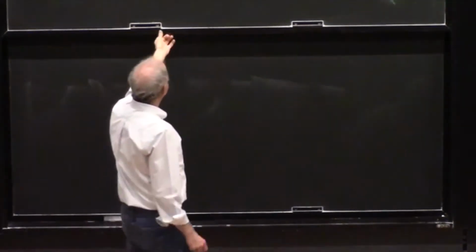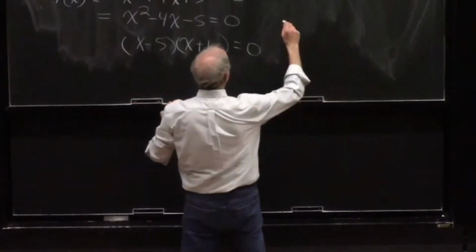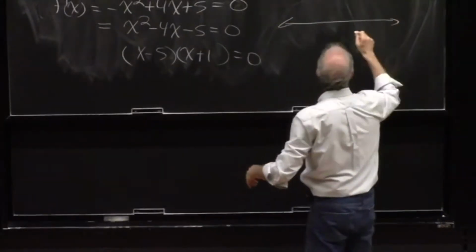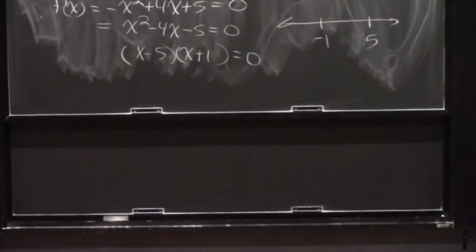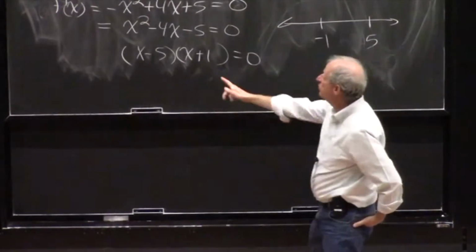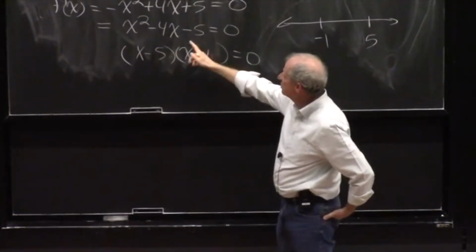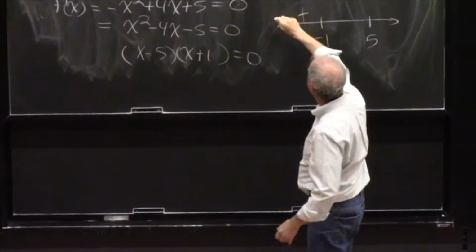So what would a test question say? It would say find the critical values, classify them as a maximum or a minimum, sketch. Okay? So go to the number line and put on the zeros. So pick a number less than -1, like -2. This will be a negative quantity. This will be negative. Two negatives makes a positive. Curve's going up.